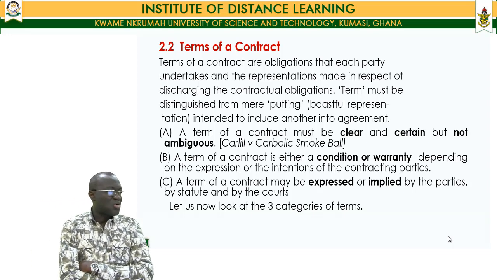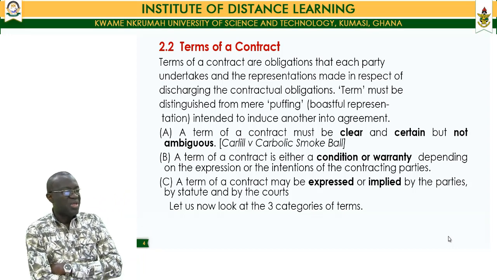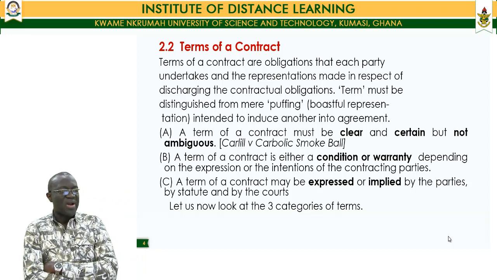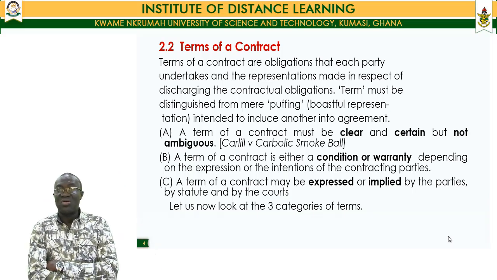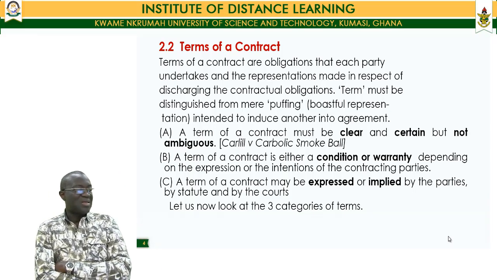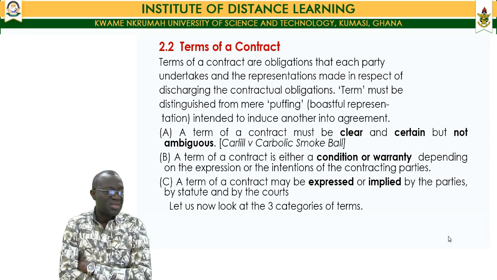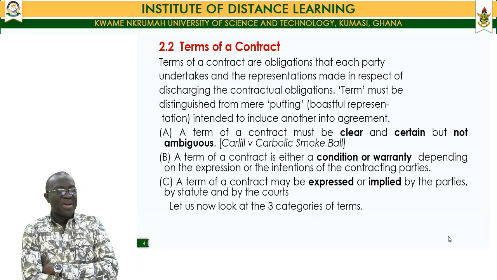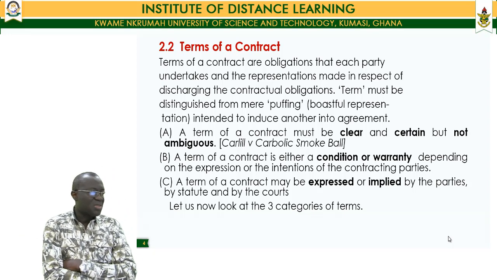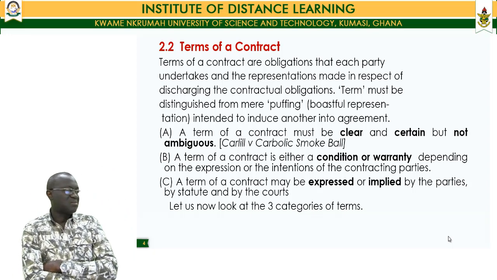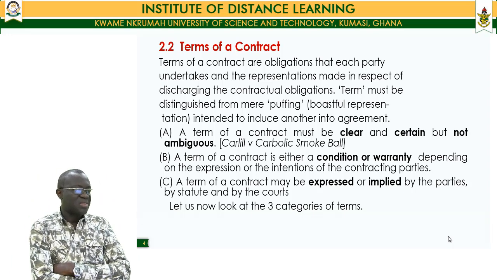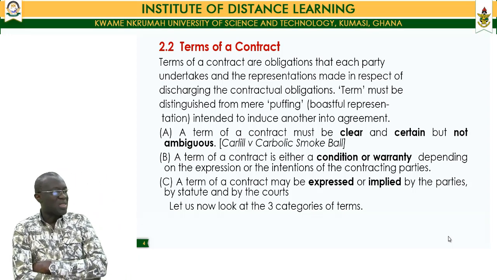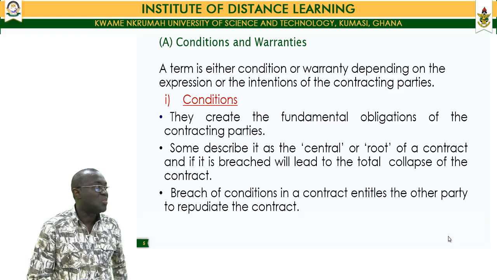It must also be a condition or a warranty, depending on the expression of the intentions of the contracting parties. And the term of a contract may be expressed or implied by the parties themselves, or by the statutes, or by the courts. That is when it is implied. We look at these things in more detail.